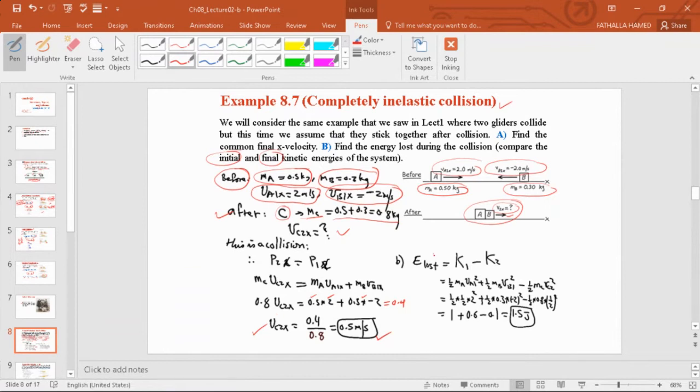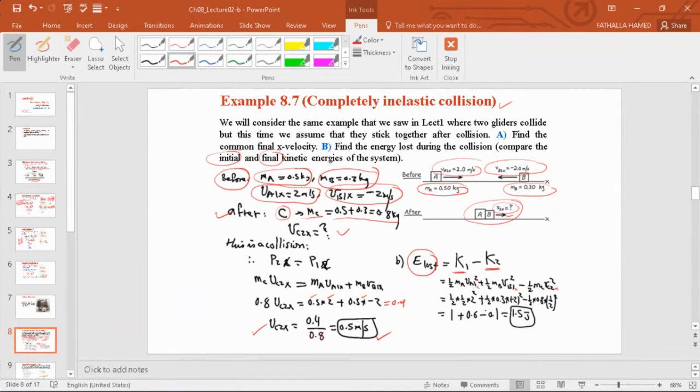Now in part B, they ask us about the energy lost. So we look at K1 minus K2. K1 is 1/2 mA vA1x squared plus 1/2 mB vB1x squared, minus K2. And K2 here is 1/2 mC vC2x squared. So it's a half, and mA is 0.5, so we write it here as a half.